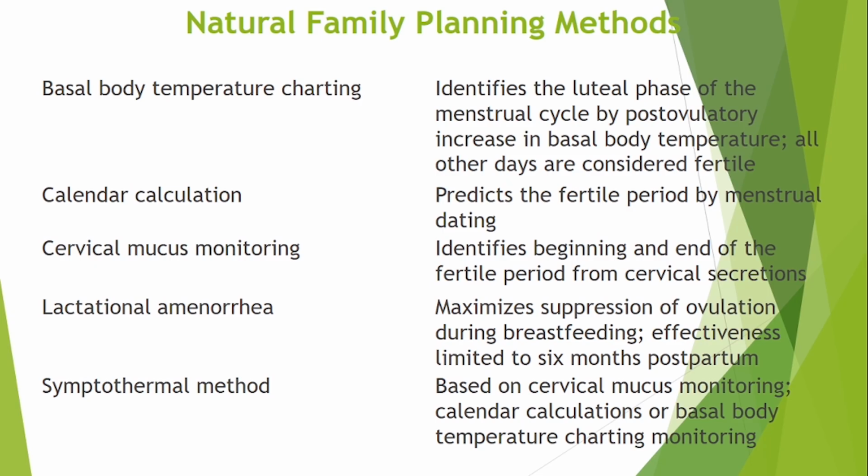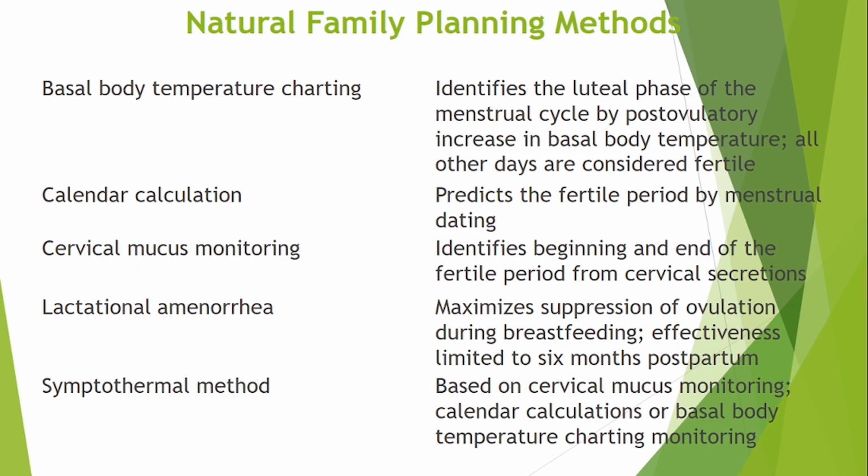We have 5 modern natural family planning methods. The first is basal body temperature charting, which identifies the luteal phase of the menstrual cycle by the post-ovulatory increase in basal body temperature. All the other days outside these days are considered fertile days. The calendar calculation method predicts the fertile period by menstrual dating. Cervical mucus monitoring identifies the beginning and end of the fertile period using observation of cervical secretions.